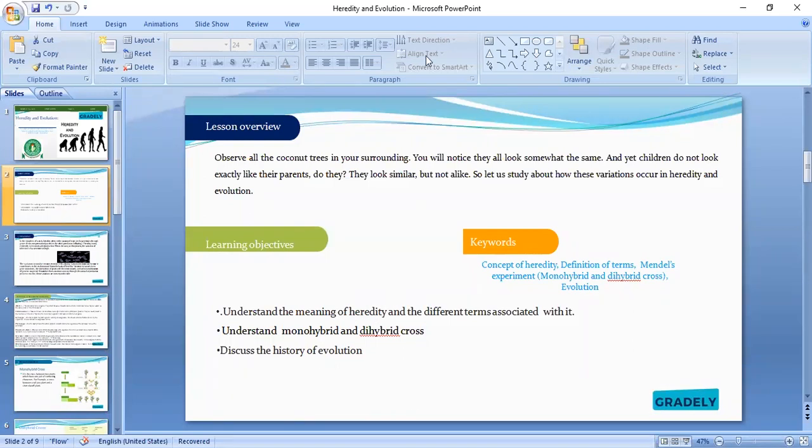At the end of this class, you'll be able to understand the meaning of heredity. I know you can hear me, so you can use the chat box too. We'll be talking about the meaning of heredity and the different terms associated with it. You'll understand what is meant by monohybrid and dihybrid cross. Not just understanding it, but knowing how to cross each of them and get their phenotypic and genotypic ratio.